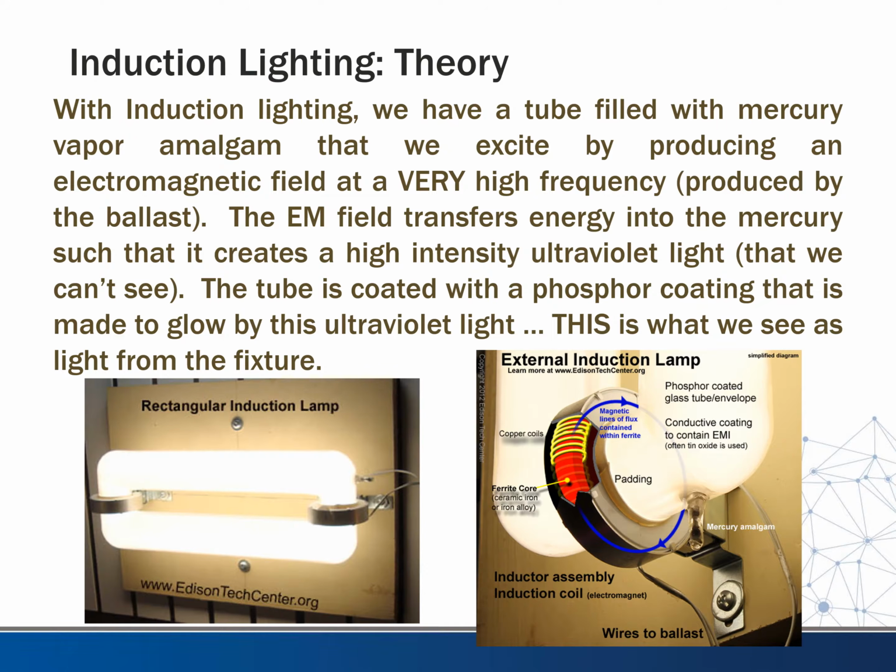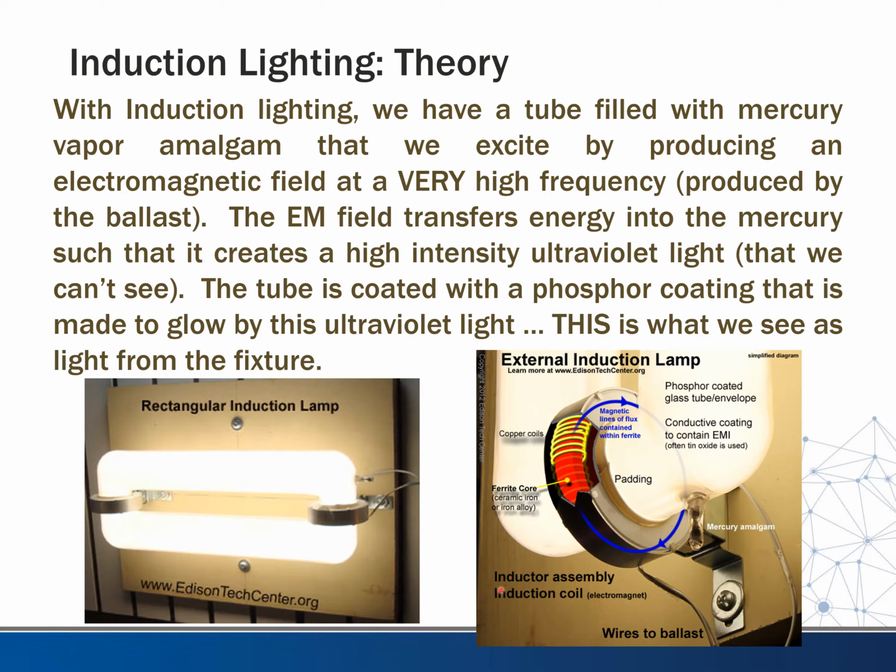With this type of lighting, we have a tube filled with mercury vapor amalgam that we excite by producing an electromagnetic field at a very high frequency. This is similar to previous types of light fixtures, with the exception that there is no anode or cathode. We do the excitation by an electromagnetic field. This EM field transfers energy into the mercury such that it creates a high intensity ultraviolet light, again, that we can't see. And this, as before, illuminates the phosphor coating with the ultraviolet light. And this is the part of the light that we do see.